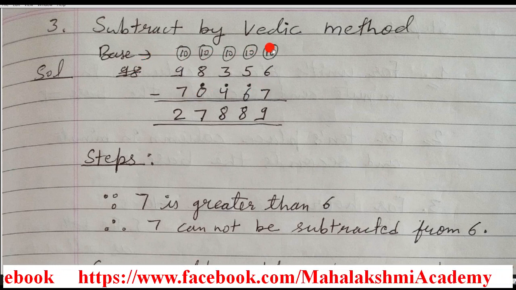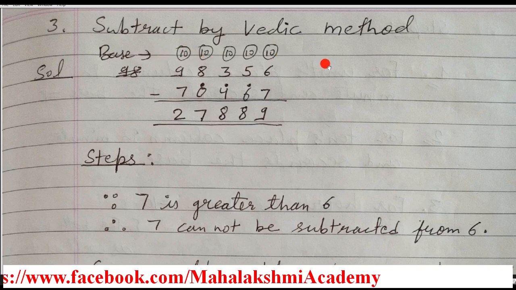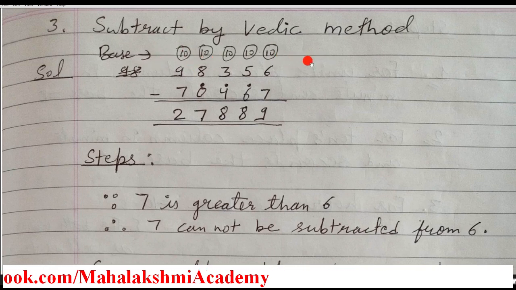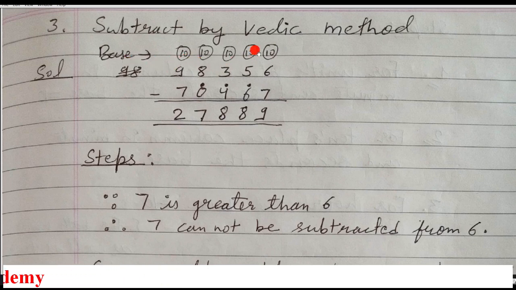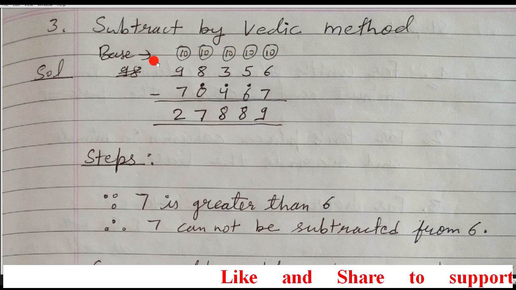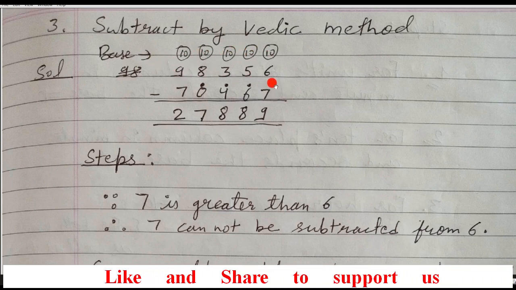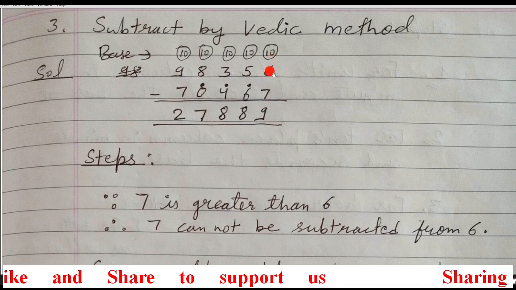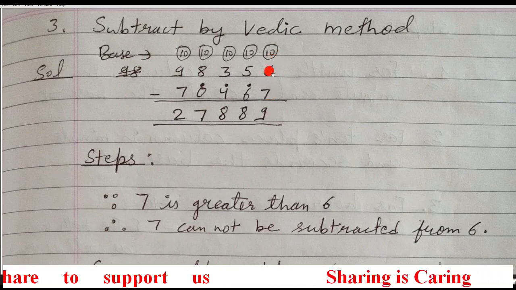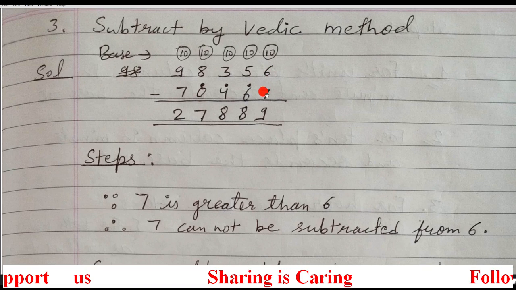Students, if no measurements like meter, kilometer, hour, or second are written, then the base of each column is going to be 10. So just see, the base is 10 for every column. Now we'll start the subtraction process with the units place column. So we have to subtract 7 from 6.